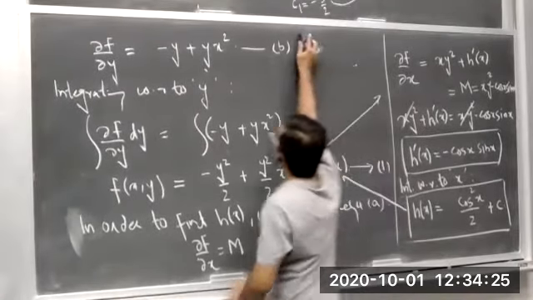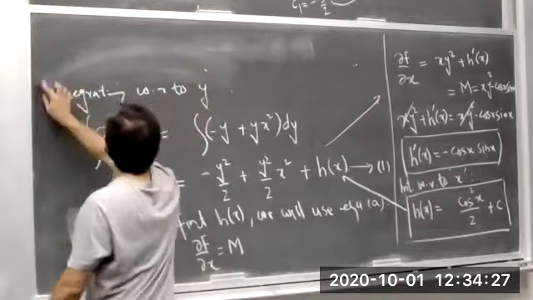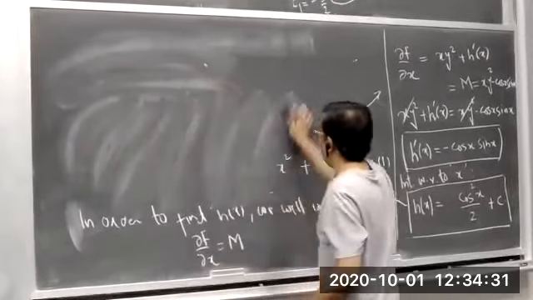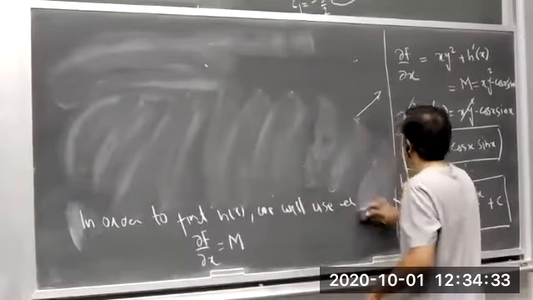We multiply the given equation with the integrating factor. Once we have multiplied, the given equation will become an exact differential equation.